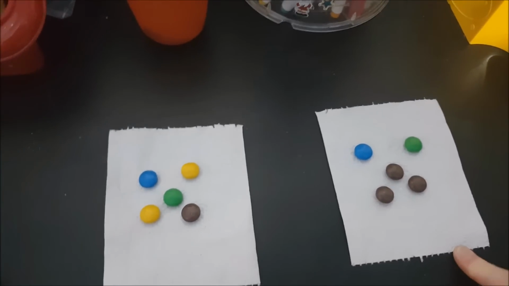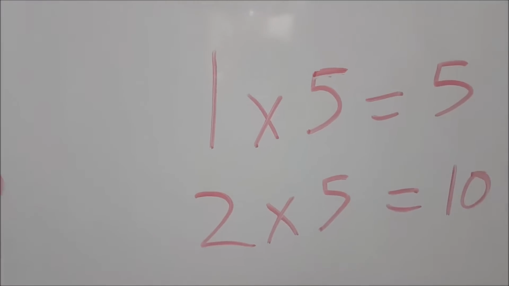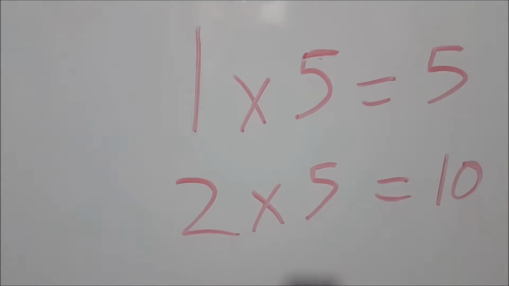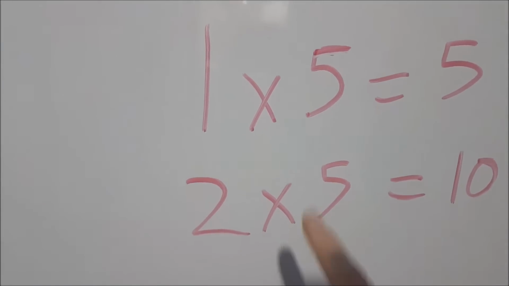2 groups of 5 are 10. And then I'll say, one group of 5 is 5. 1 times 5 is 5. 2 groups of 5 is 10. 2 times 5 is 10.